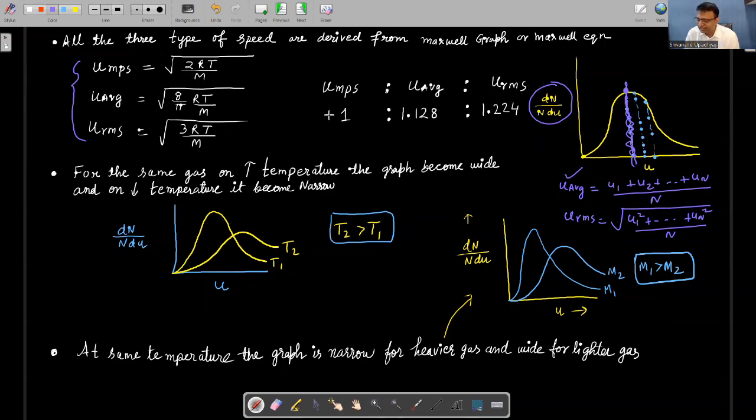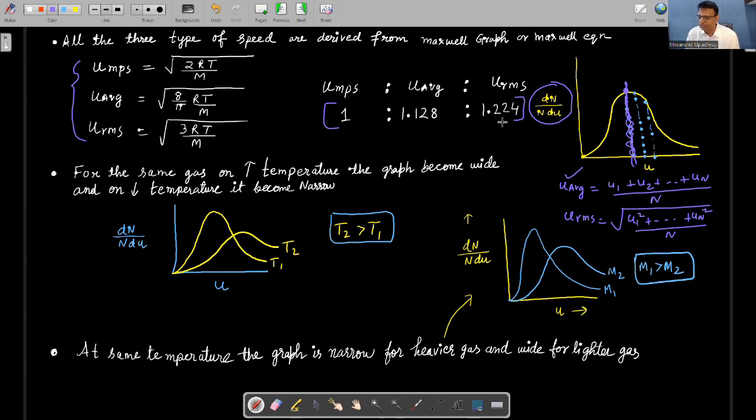But it's better to go and revise before the exam, so that if they have changed the options and different values are there, you will not get confused about which value will be correct. So it is 1 is to 1.128 is to 1.224.